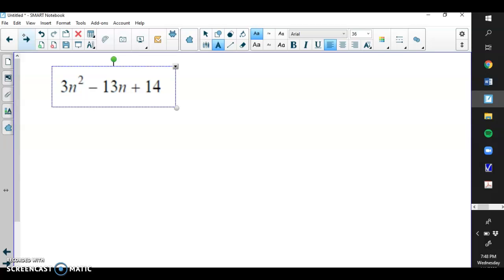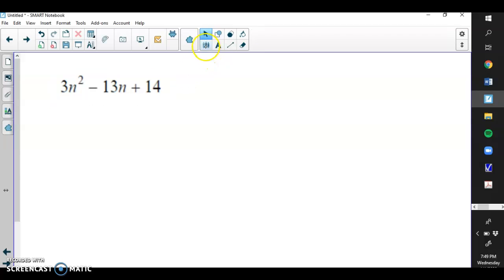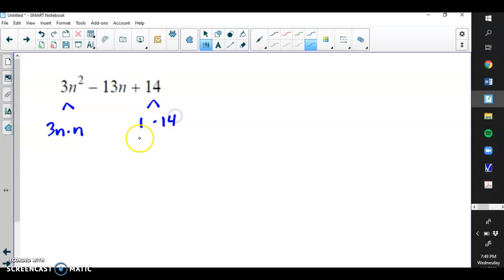For this next example, I'm going to do the same thing. So I've got to guess and check. First, I'm going to think of ways to get 3n squared. And again, luckily, there's only one way to get 3n squared. It's 3n times n. 14 could be 1 times 14 or 2 times 7.